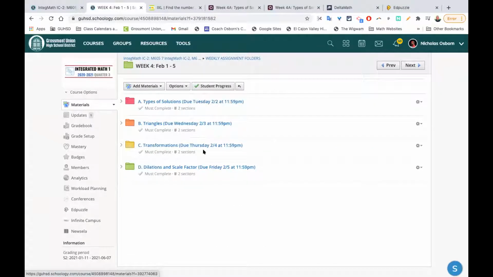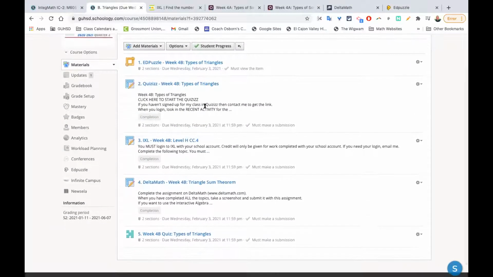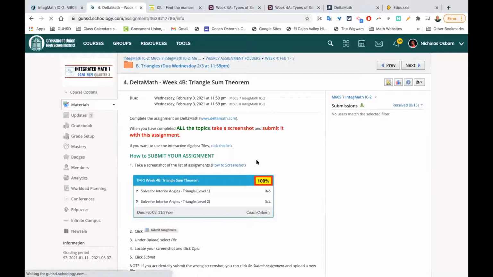Okay, then these next three folders are all about triangles and transformations. Triangles, what types of triangles? So if you guys remember from middle school, like scalene triangles, right triangles, obtuse, acute, it's just going to talk about that and the triangle sum theorem, which we'll go over today as well.